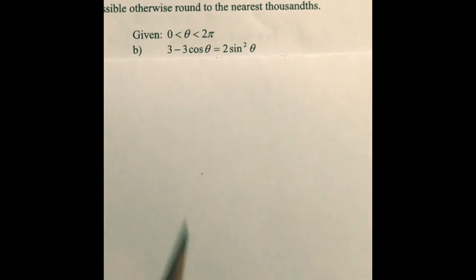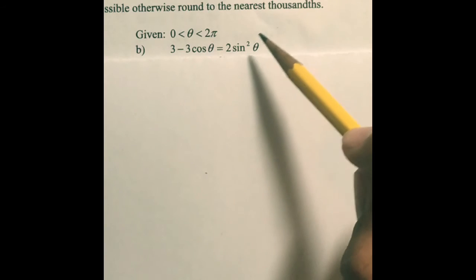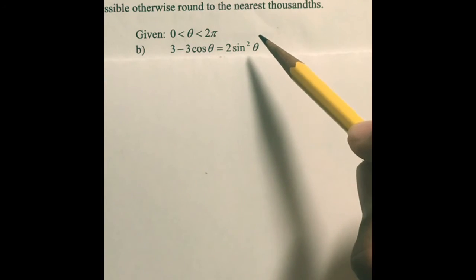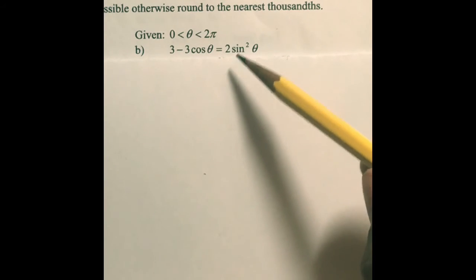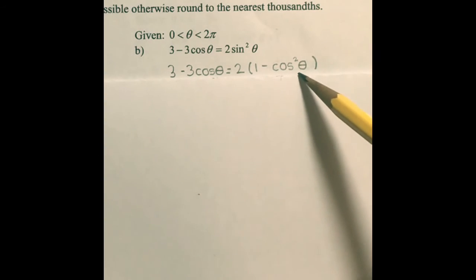Okay, so now for problem 2b, we have 3 minus 3 cosine theta equals 2 sine squared theta. Now, we have a domain for this problem, so we need to pay attention to that and recognize that. So, our first step is to recognize that we have sine squared. Now, sine squared can also be rewritten as 1 minus cosine squared.